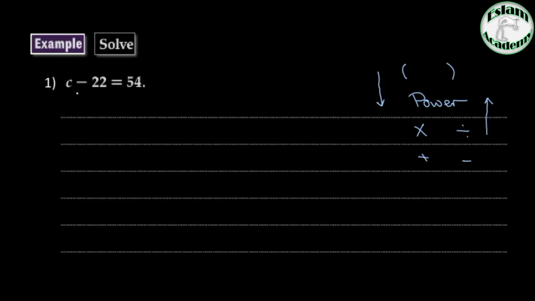So in this problem we have C minus 22 equals 54. The sign that we have is minus, so to solve we use the inverse operation, which is plus. So we add the same number, which is 22. So the answer now will be 54 plus 22, which is equal to 76.